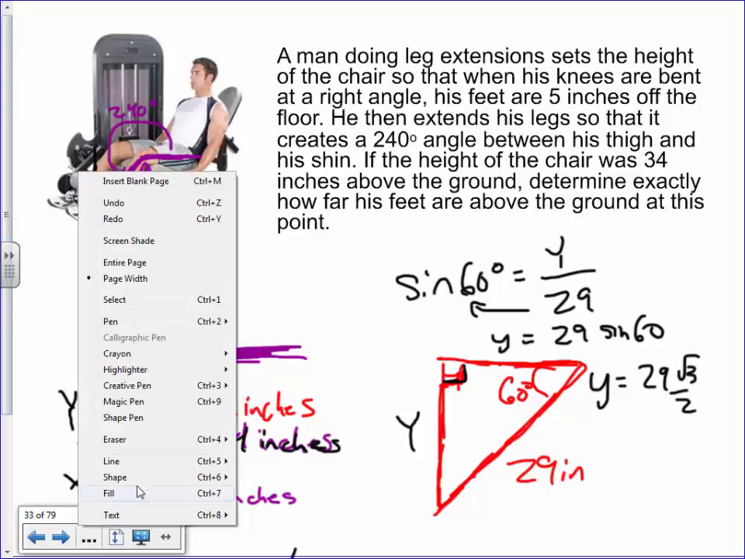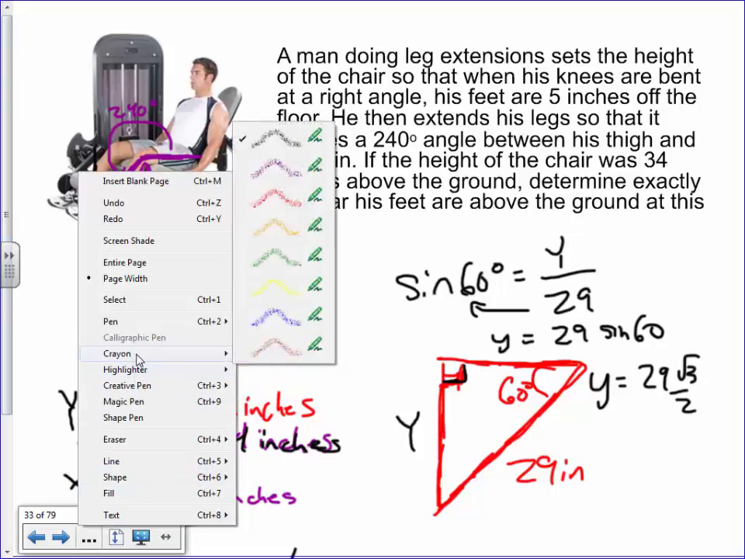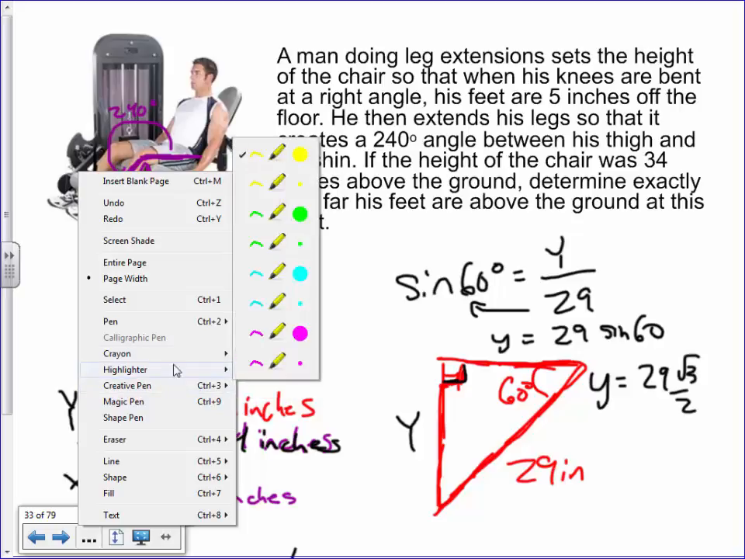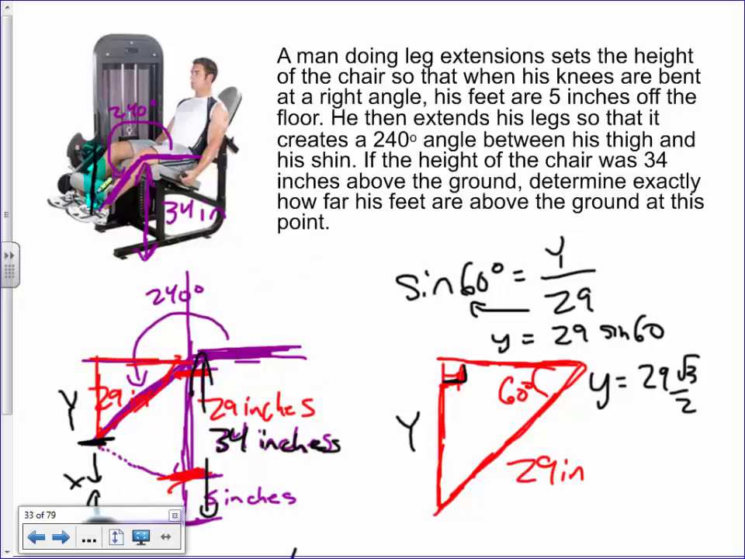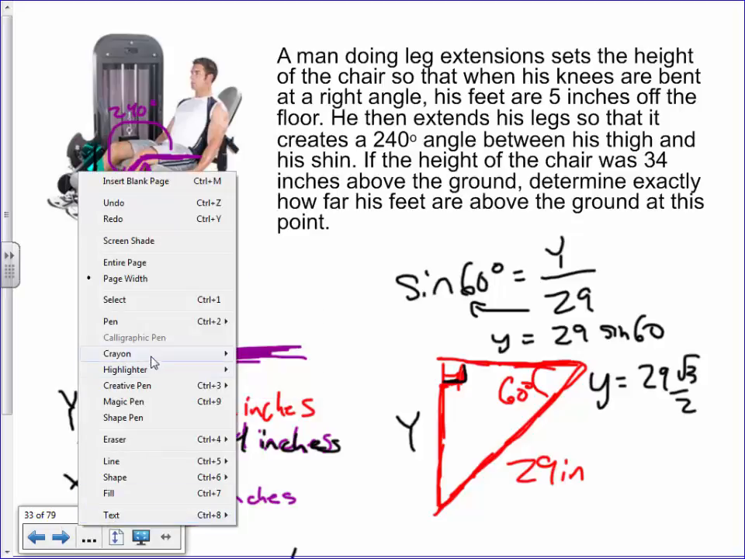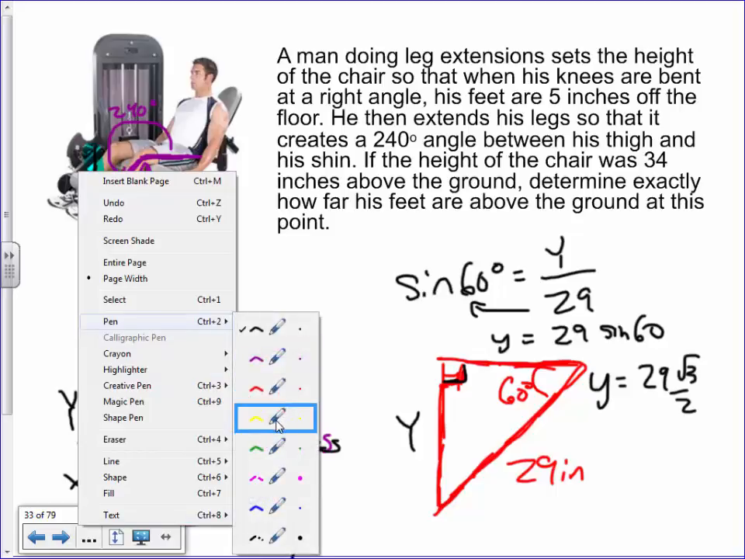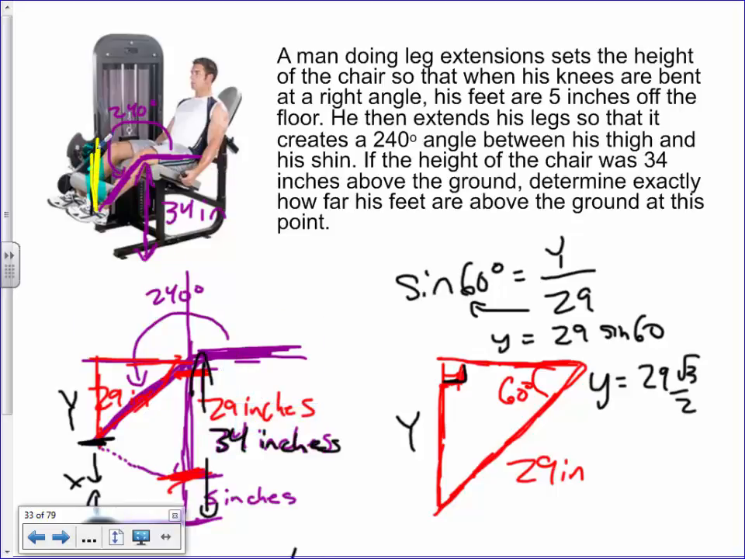Oh, that's not going to show up very well. Let's try a highlighter. No, that's still not going to show up very well. Yellow? There we go. Okay.